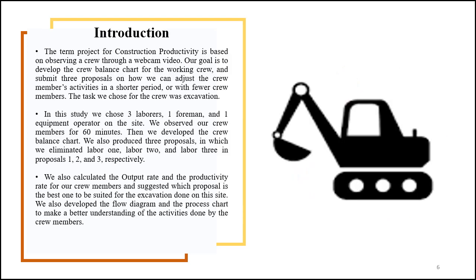Introducing the case we studied for this project. It was a trench excavation on the street and we had to choose at least 5 members on the crew. So we decided to choose 3 laborers, 1 foreman and 1 equipment operator on the site. We observed our crew members for 60 minutes and then we developed the crew balance chart. We also produced 3 proposals in which we eliminated labor 1 in proposal 1, labor 2 in proposal 2 and labor 3 in proposal 3. We also calculated the output rate and the productivity rate for our crew members and suggested which of the proposals is the best to go with in terms of increasing the productivity of this project.